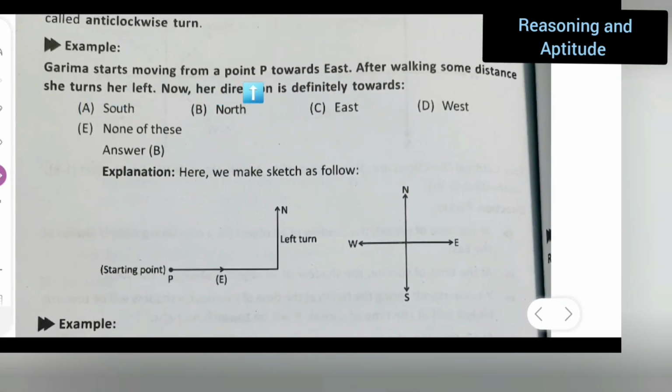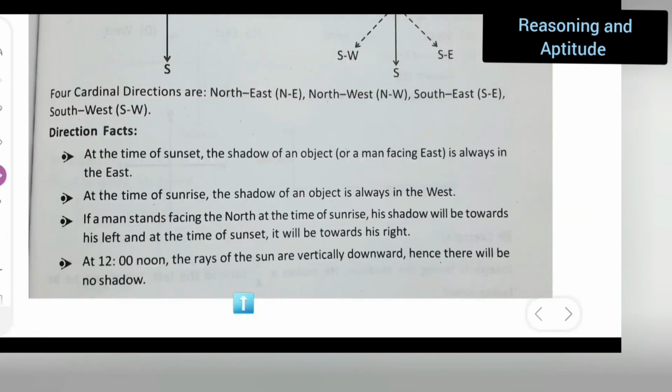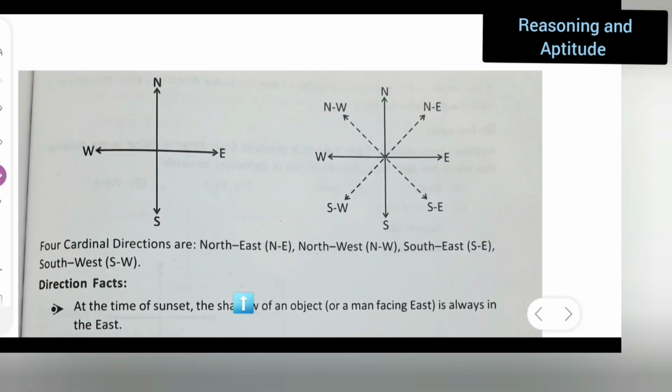Now Garima starts moving from a point P. Here is the explanation. She is starting from the point P towards east. Now this is the east side. After walking some distance, she turns left. Now the direction is obviously north, right? As per the rules I have given you all. What are the rules? This is the north.